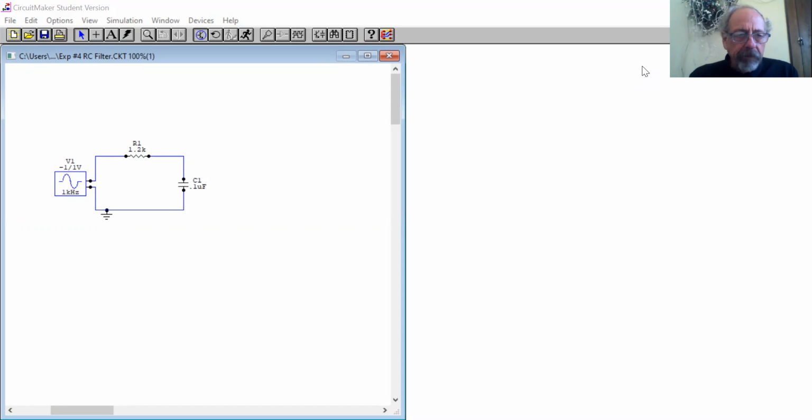And what we want to do is deal with the idea of capacitive reactance and how resistance coupled with capacitive reactance gives us an impedance, and the fact that the reactance of the capacitor is a function of frequency. So let me run this.